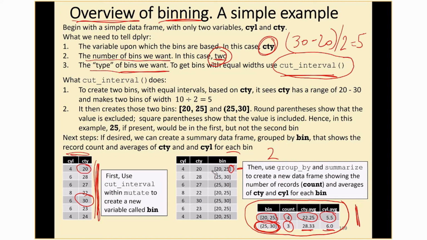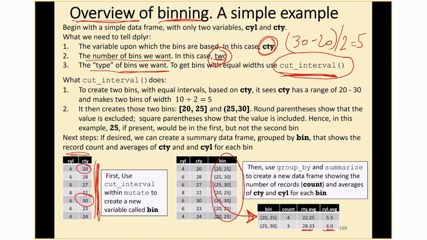So, again, we're thinking of this as an overview. We're going to use the cut interval function, and it turns out we're going to use it in conjunction with a mutate function to generate this new variable bin in this intermediate data frame. So, once we've got this intermediate data frame with this new variable bin, going from here to here, by now it should be pretty obvious what we're going to do. We're simply going to group by bin and use the summarize function to create these summary statistics: count, average of city mileage, average number of cylinders.